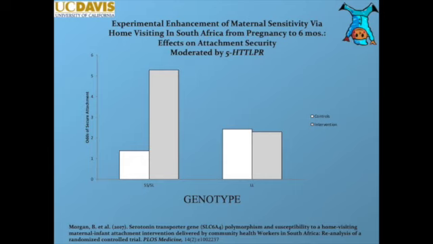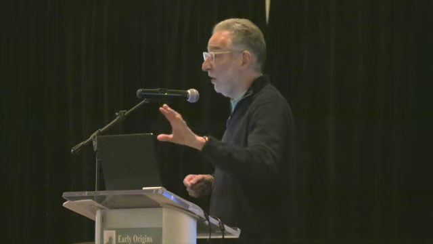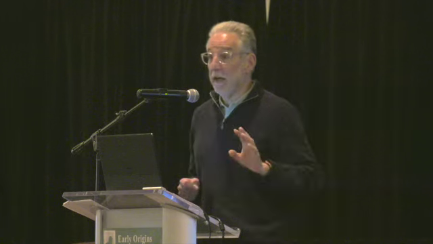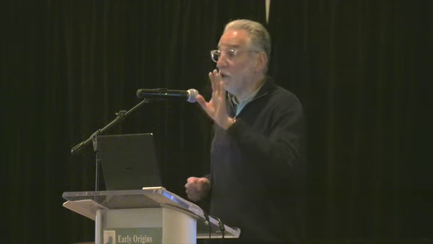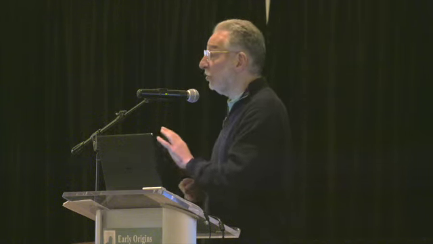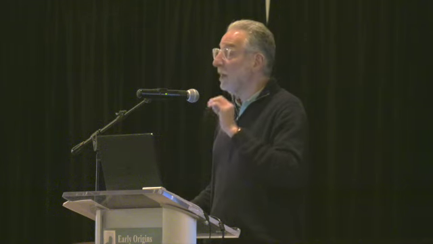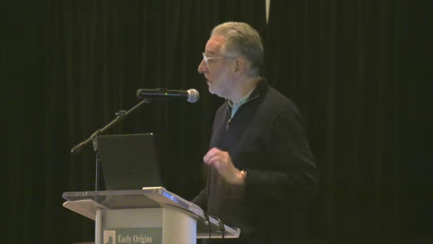And the intervention only worked in promoting security, as you can see in the gray bars, for the kids who were carrying short alleles. In other words, did this intervention promote attachment security as it was theorized to do? The answer is yes and no again. It did for those who were thought to be genetically susceptible, but not for those who weren't. So they were susceptible on the upside, not just to risk.